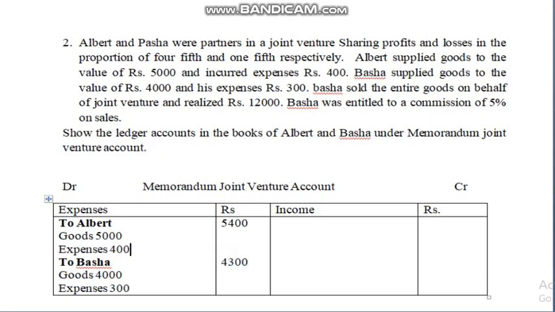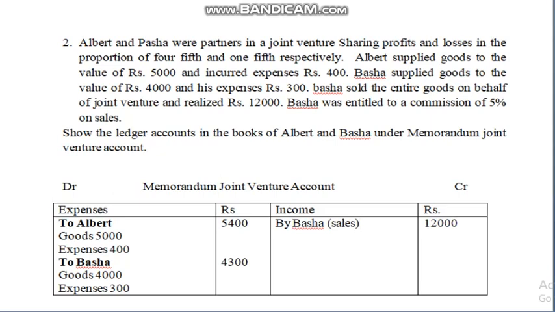Now move to the next transaction. Basha sold the entire goods for rupees 12,000. So it's an income. Sales is always an income. So record 12,000 on the income side. So who sold the goods? Basha. So by Basha, in bracket you can write sales. So this transaction is over.